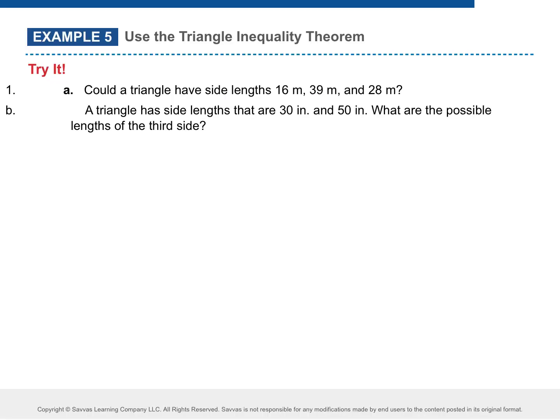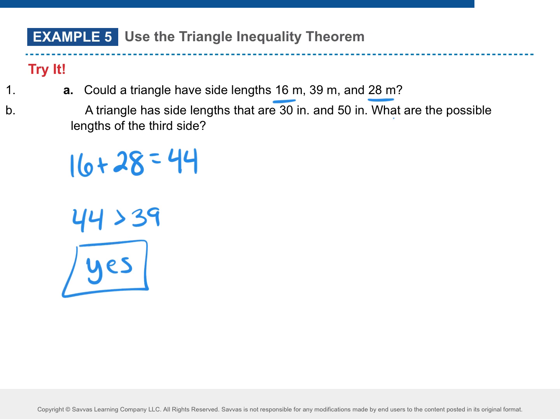All right, on A, it says, could a triangle have side lengths of 16, 39, and 28? How do I figure out if that's true or not? 16 and 28, add them. Why do you pick those? Because they're the smallest. Yep, take your two smallest sides, 16 plus 28. What do I get when I add those together? 44. So what does 44 have to be? Bigger than 39. Has to be greater than 39. Is that true? Yes. So those three sides can make a triangle.